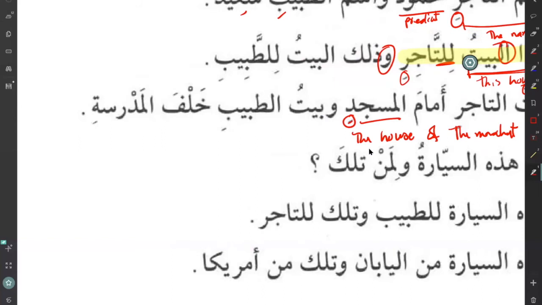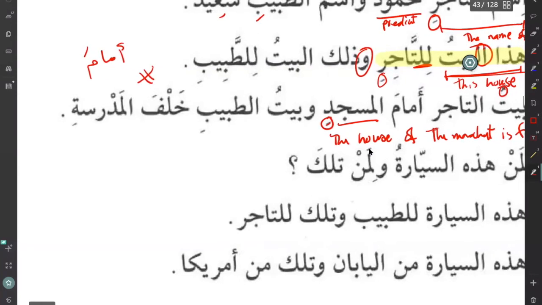Wa بيت الطبيب, and the house of the doctor خلفَ. خلفَ is what? The opposite of أمامَ. If you know what أمامَ is, you should know what خلفَ is. What is خلفَ? Behind. Yes, behind. Behind what? المدرسة. Behind the school.